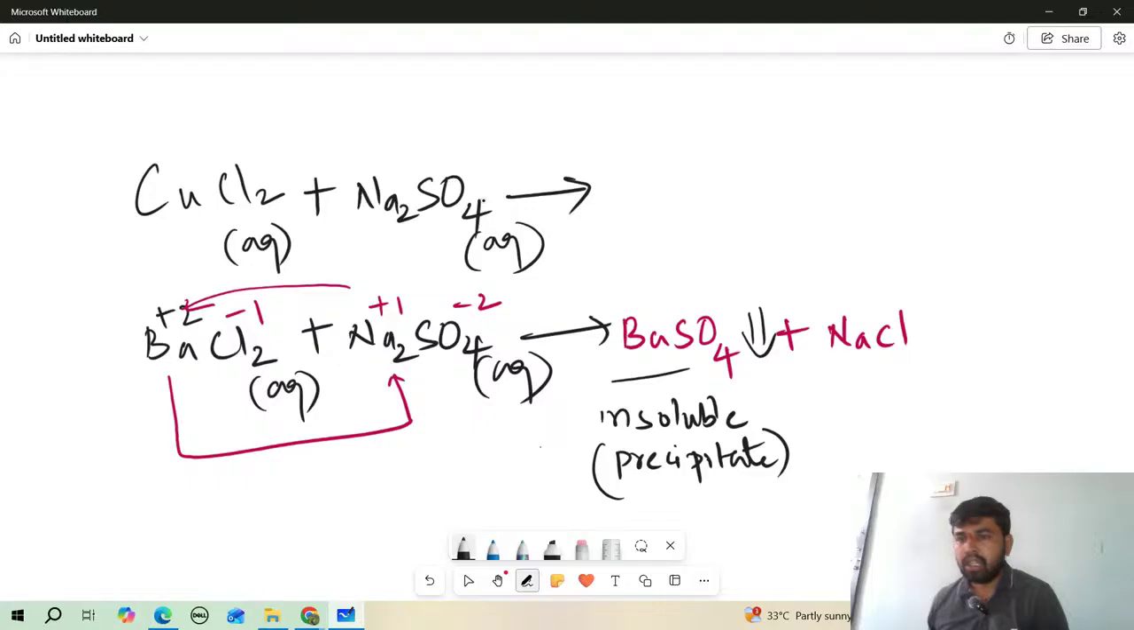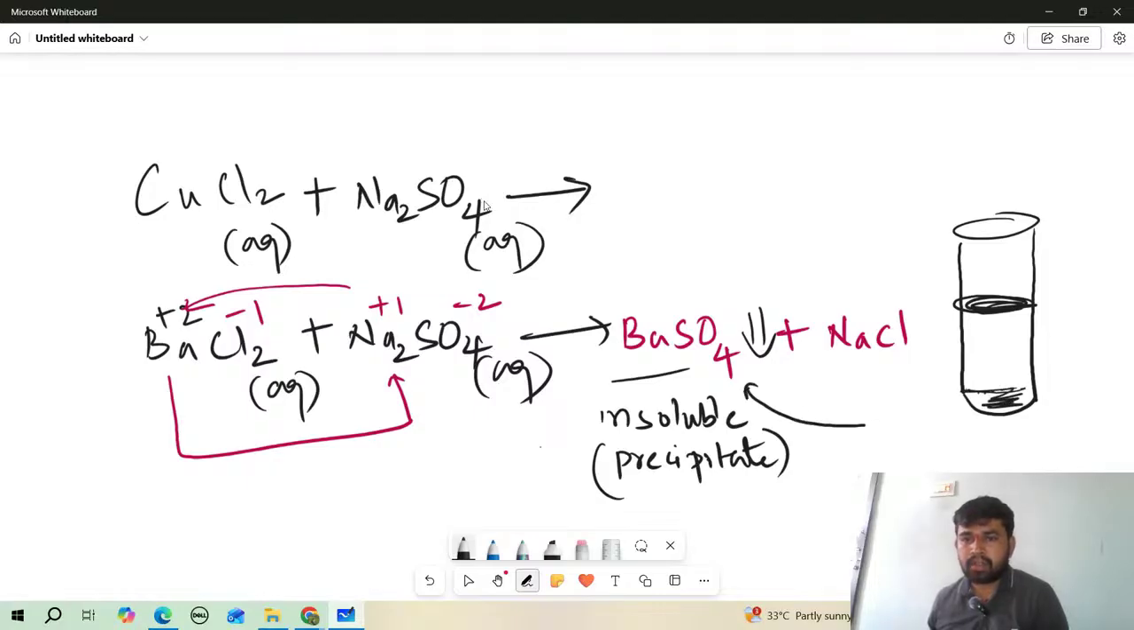It means that if I take a test tube, at the bottom you can see a white colored insoluble substance. I can say this will be BaSO4. So I can say this reaction is a double displacement reaction, right? Now when you are taking these two, please try to understand here. This is not a double displacement reaction.